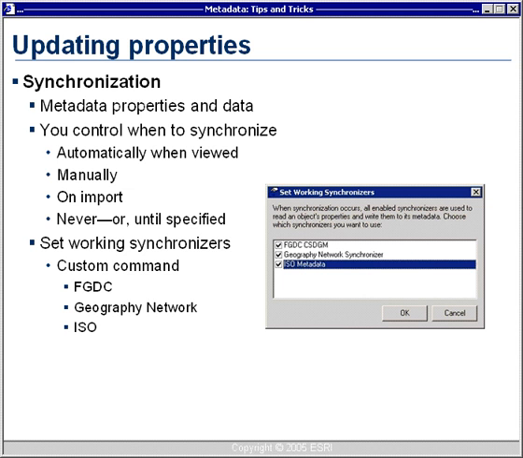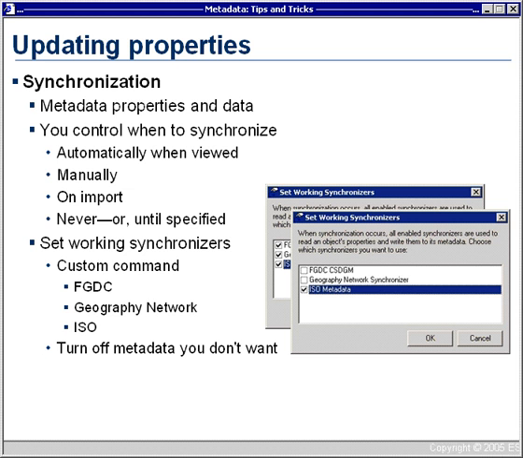By default, all of the synchronizers, and there's one for FGDC, for the Geography Network, and for ISO. So again, by default, all of the synchronizers are initially turned on. When you turn one or more of them off, the metadata will not update when you view the metadata, and it won't update when you use the Create Update button.